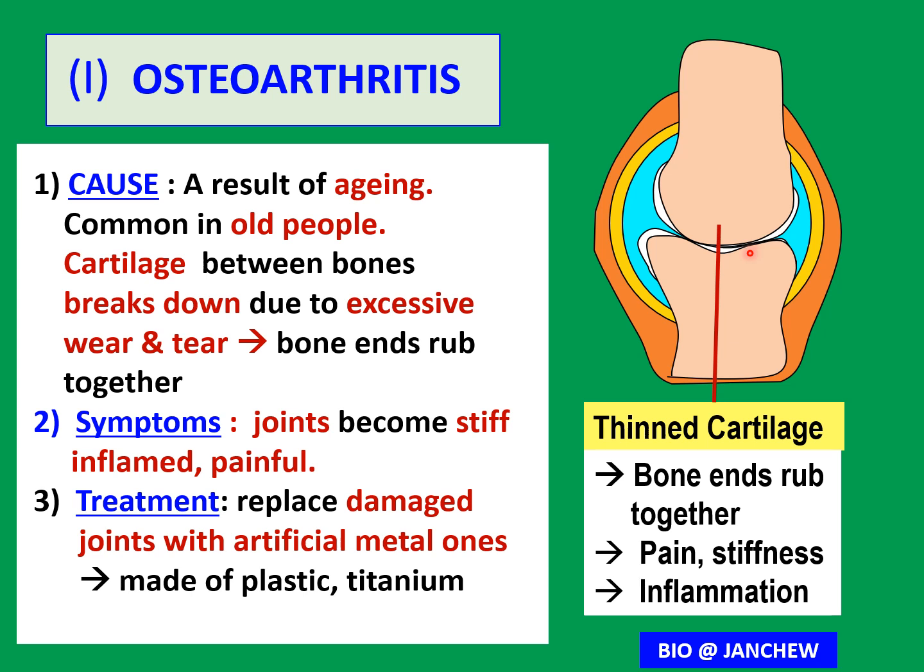Okay, so let's look at the picture here. This one is showing you the thin cartilage, almost no more already, because it's worn out due to excessive wear and tear. So the bone ends will rub together and there'll be a lot of pain. So the treatment is to use an artificial joint instead.